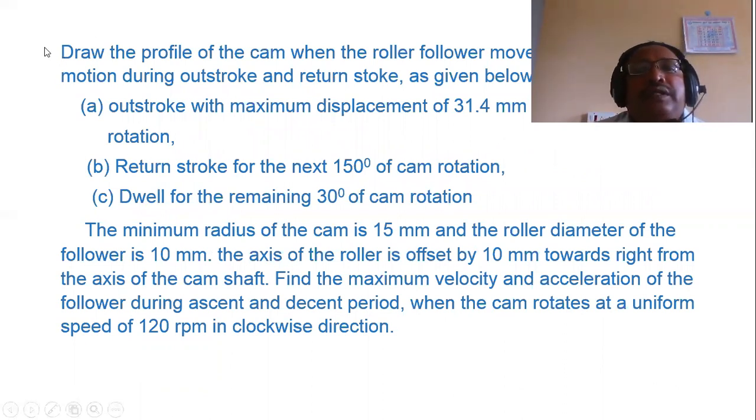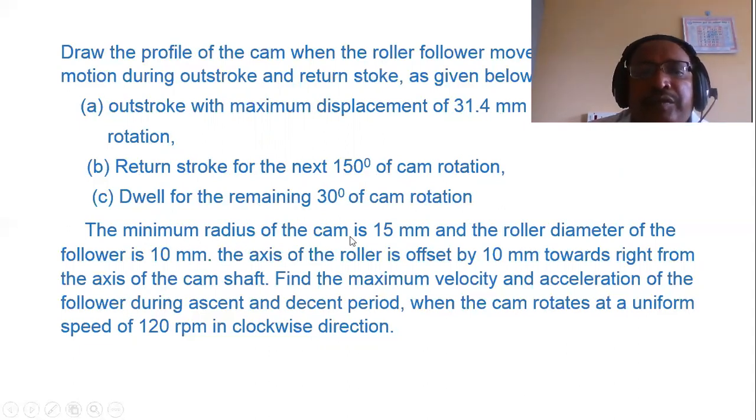One problem I took here, it is required to draw the cam profile both during outstroke and return stroke. Follower moves with cycloidal motion. Maximum displacement, that is stroke, is given, it is 31.4 millimeter. Outstroke occurs during 180 degree of cam rotation. Return stroke occurs for the next 150 degree of cam rotation. Dwell for the remaining 30 degree of cam rotation.